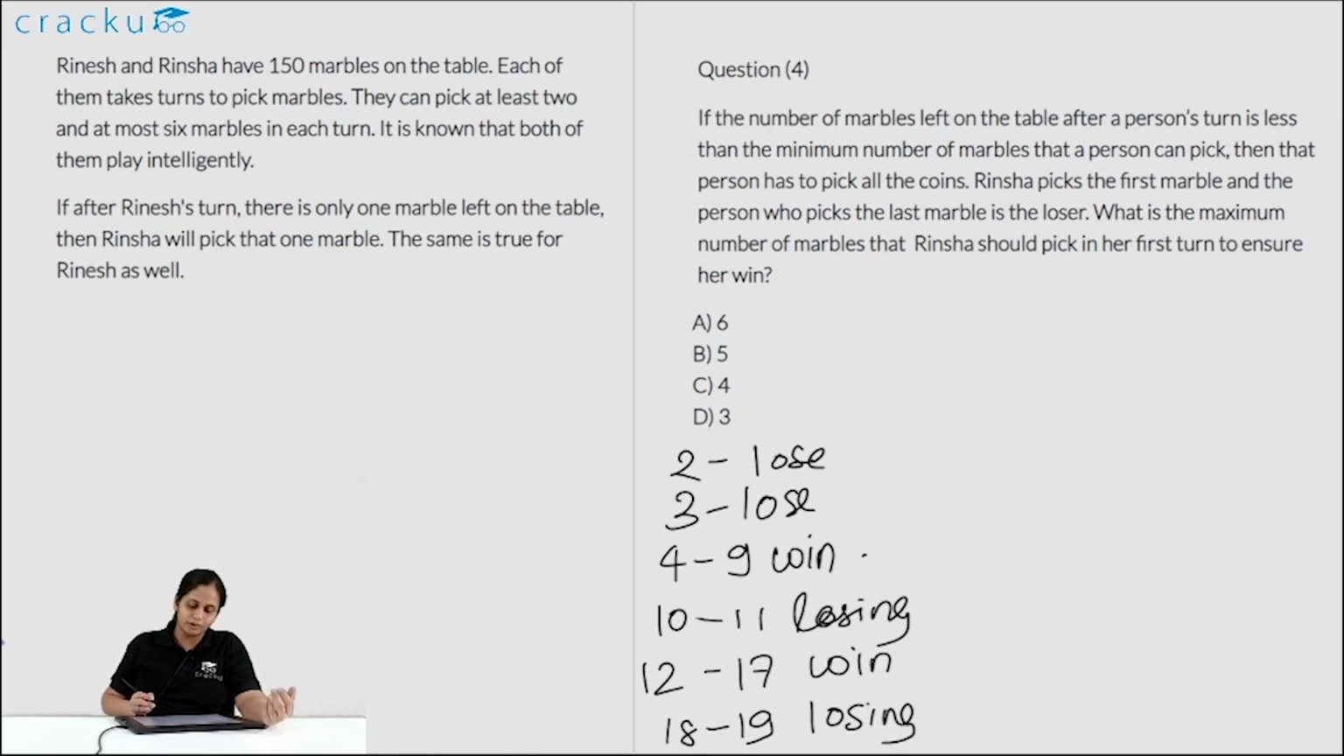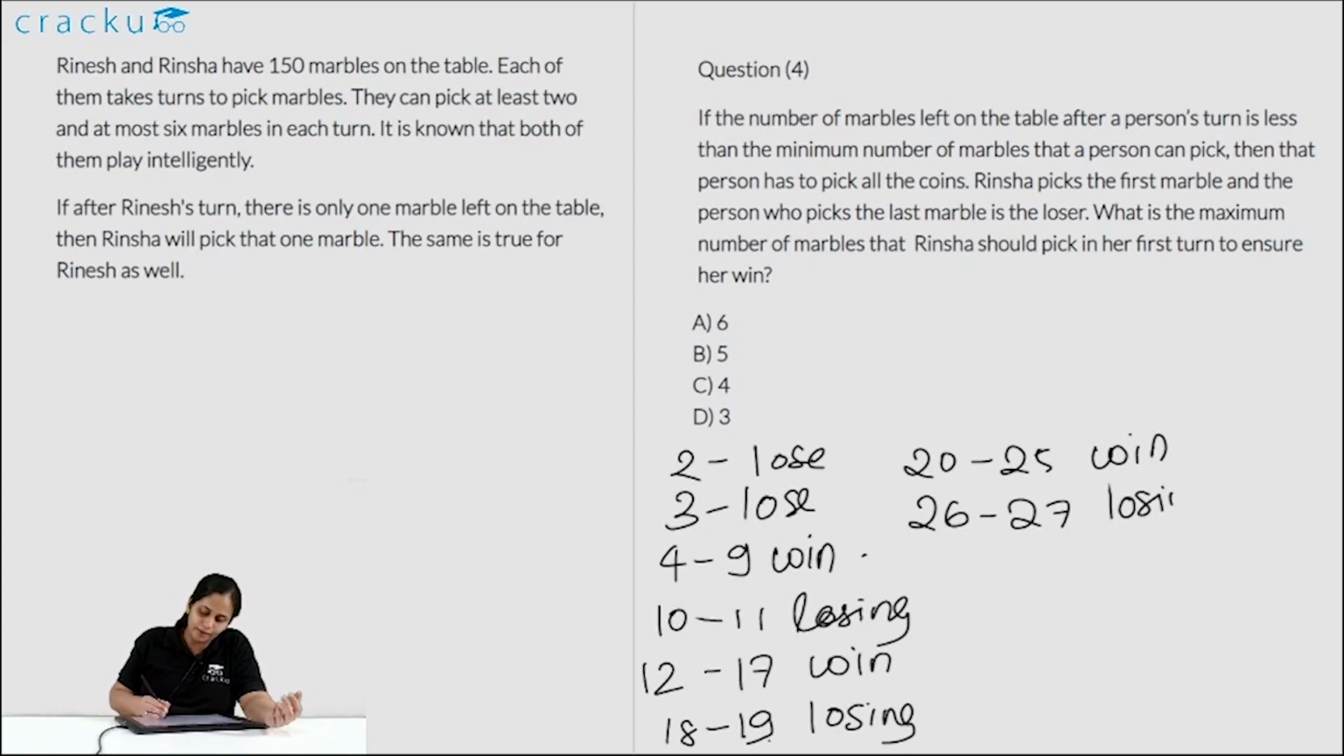Next would be 20 to 25, which would be winning positions because you can always put your opponent in this particular band. So 20 to 25 would be a winning position. Next would be 26 to 27, which would be losing positions. Okay. So we see a general format that is forming.